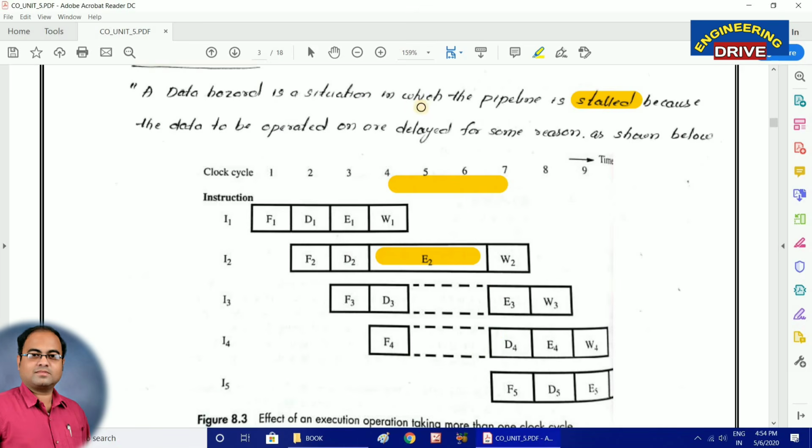A data hazard is a situation in which the pipeline is stalled. You can see here the pipeline got stalled. Why is the pipeline stalled? Because the data to be operated on are delayed. Here we are seeing the delay.